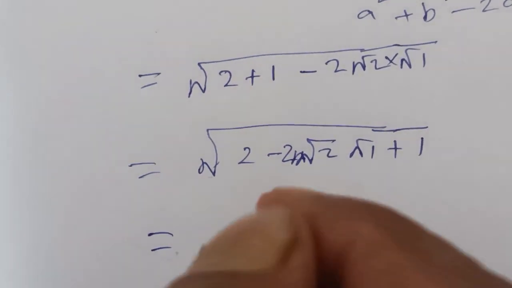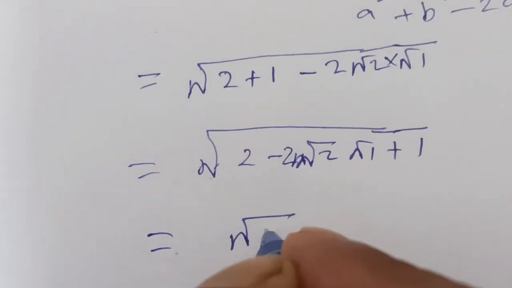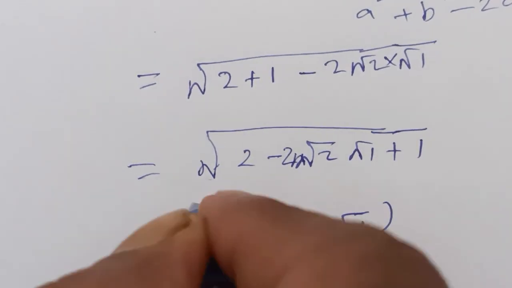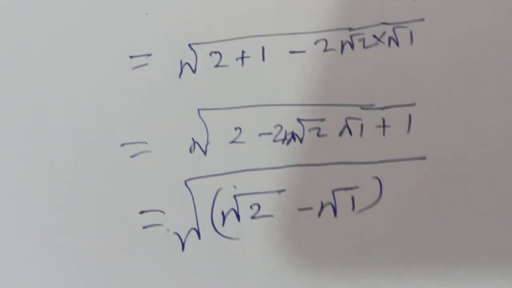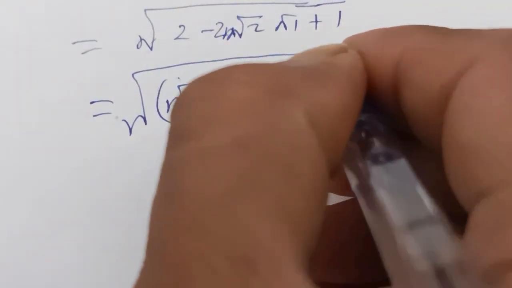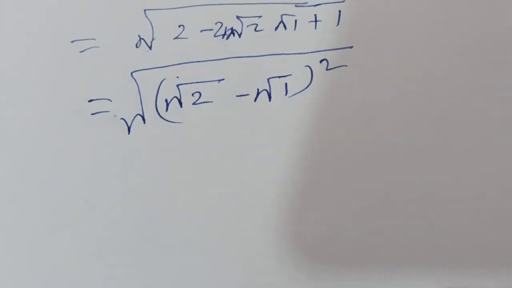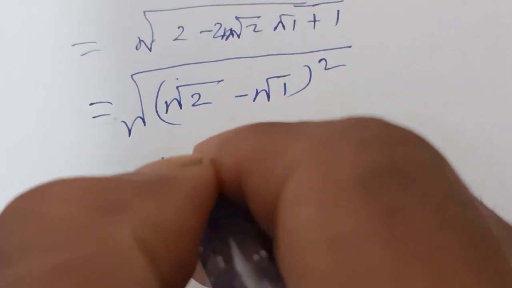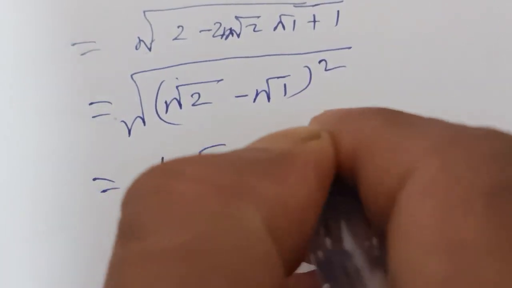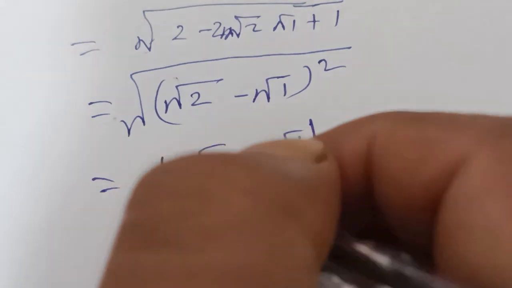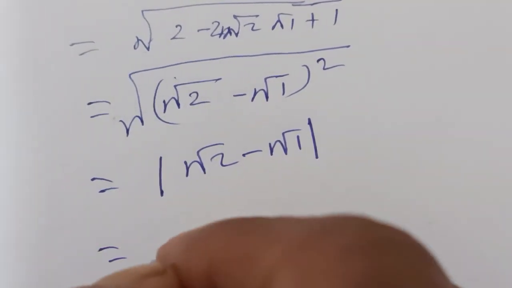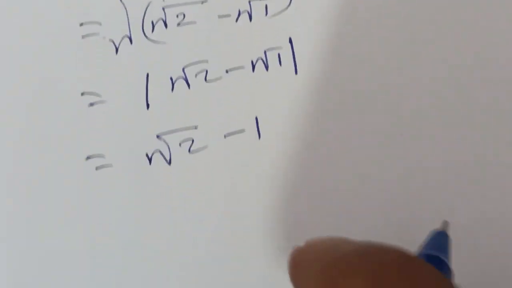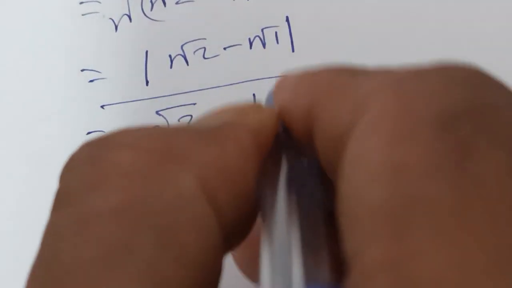So it's in the form of root 2 minus root 1 of whole square also. So this can be written as mod of root 2 minus root 1. So this is root 2 minus 1. So this will be the answer.